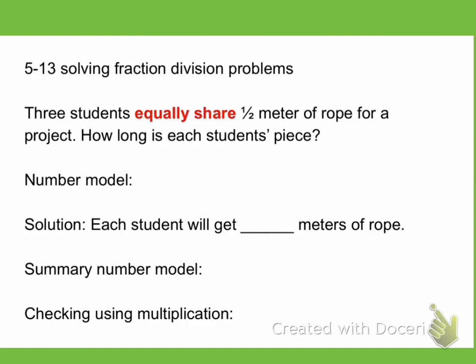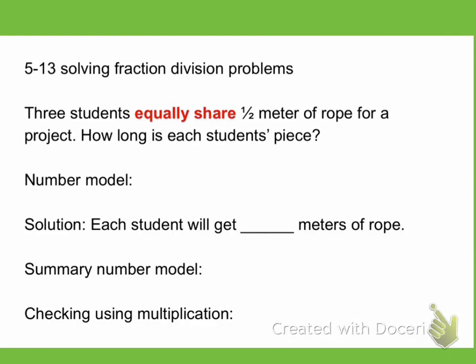Let's start with the number model. So what are the important numbers here? I have 1/2 meter of rope and then 3 students. Okay, so what are they asking me to do with those numbers? Well, I bolded and made really red the words equally share. Anytime you see those words in your word problems for this chapter, equally share, I want you to think divide. You're going to divide. When someone is equally sharing a snack with another person, their fruit snacks, they are dividing it between the two. So these 3 students are going to divide 1/2 meter of rope.